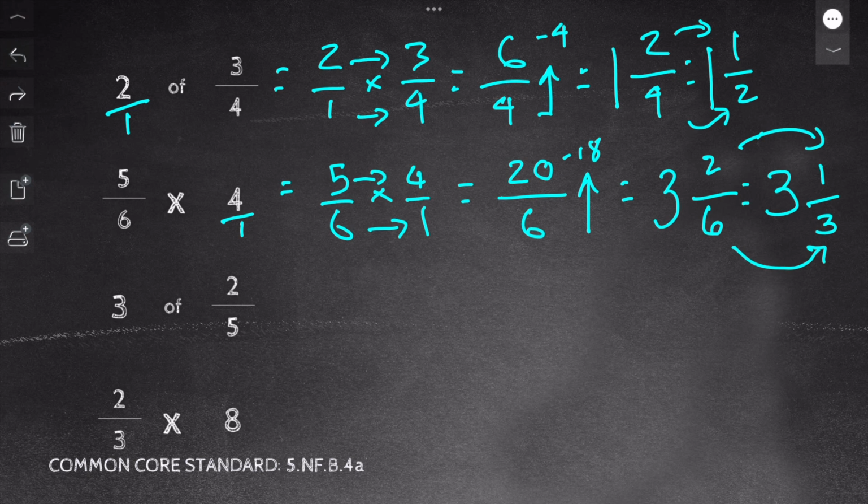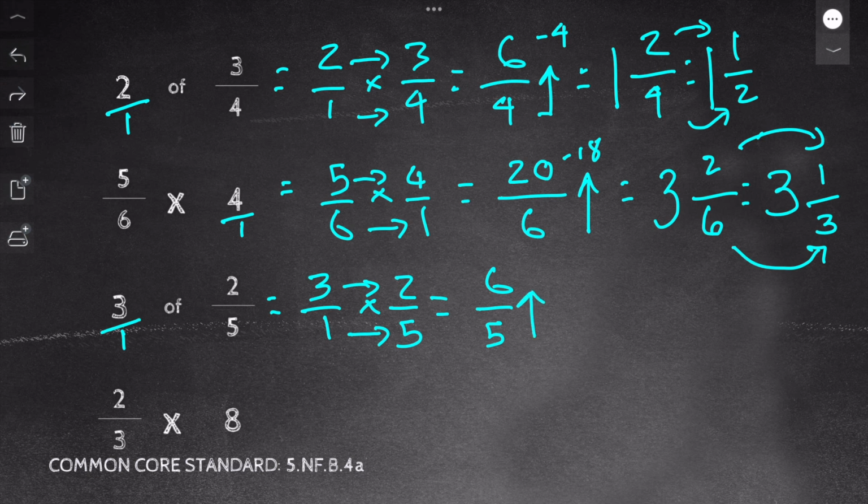For my next problem, I have 3 of 2/5. So I turn my whole number into an improper fraction. And I have 3/1 times 2/5. 3 times 2 equals 6, and 1 times 5 equals 5. I have an improper fraction again. 5 goes into 6 one complete time, and 6 minus 5 equals 1. And then I keep my denominator, so I have 1 1/5.